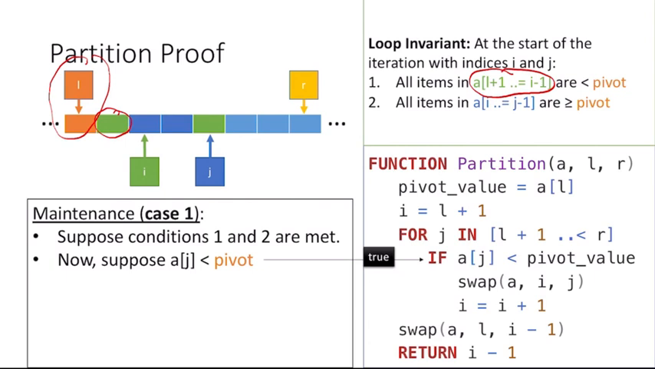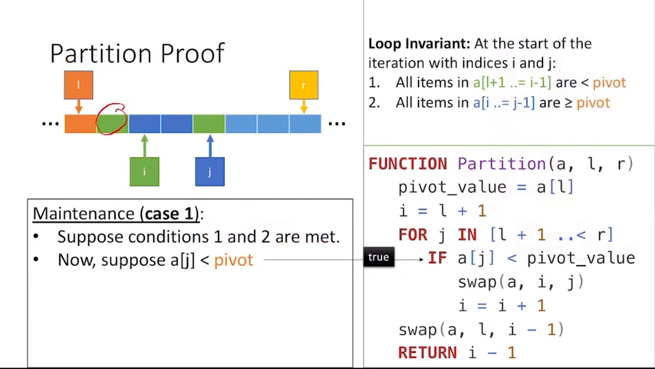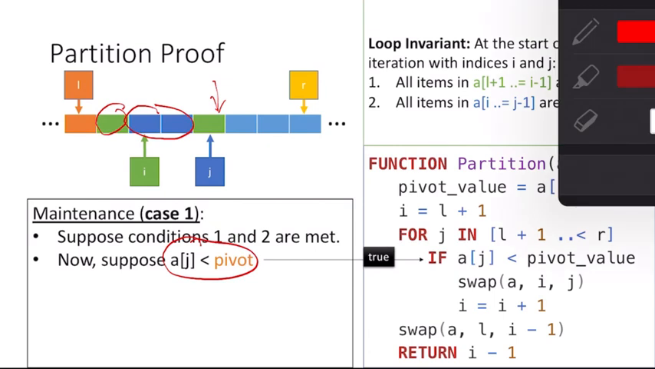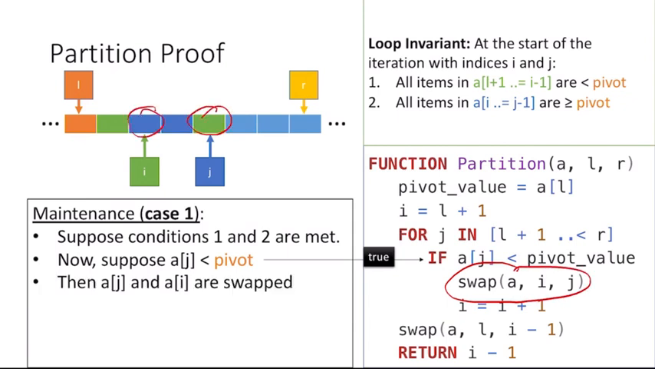And again, we're always supposing that conditions 1 and 2 are met. We're assuming that the loop invariant is true upon entering this iteration. That's another way to say that. So we have our less than elements here, we have our greater than elements here. The current element we're looking at is right there, and we're assuming that it's a less than element. That's why I've now colored it green. So what do we need to do? We're going to swap i and j. So here's the element at i, here's the element at j. So those two elements are now swapped.